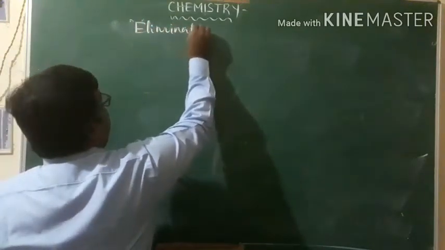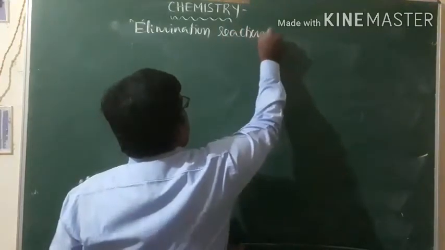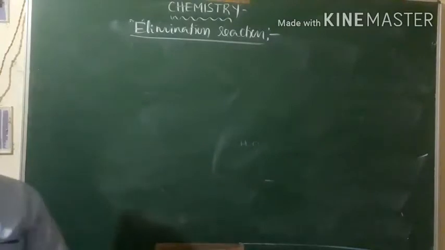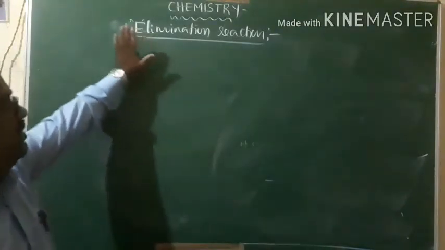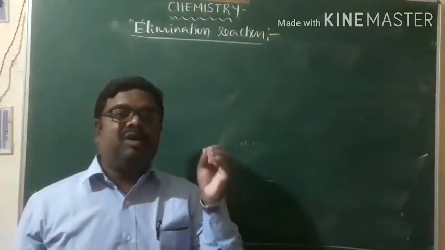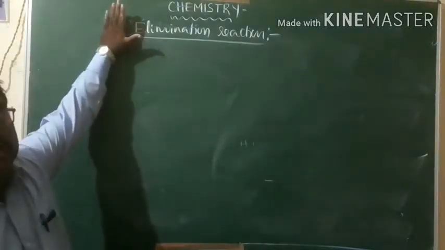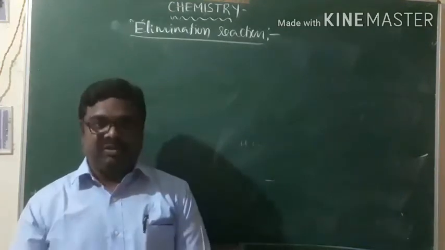Elimination reactions. And remember, in the case of addition reactions, the double bonds will be converted to single bonds and triple bonds will be converted to double bonds. The reverse of addition reactions will be elimination reactions. In addition reactions, simple molecules will be added to the substrate molecules. But in the case of elimination reactions, you are going to remove certain simple molecules from these substrate molecules.